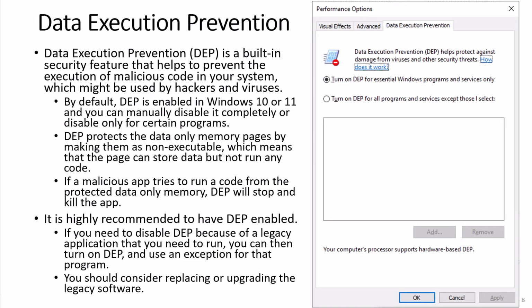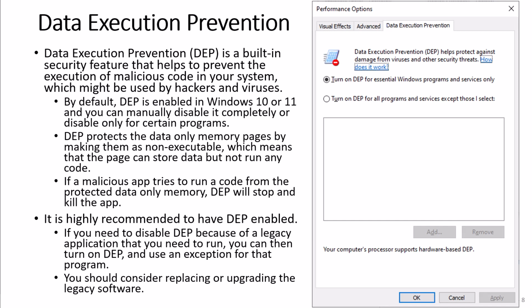Data Execution Prevention, or DEP, is a built-in security feature that helps to prevent the execution of malicious code in your system, which might be used by hackers and viruses. By default, DEP is enabled in Windows 10 or 11, and you can manually disable it completely or disable only for certain programs. DEP protects data-only memory pages by marking them as non-executable, which means that the page can store data but not run any code.